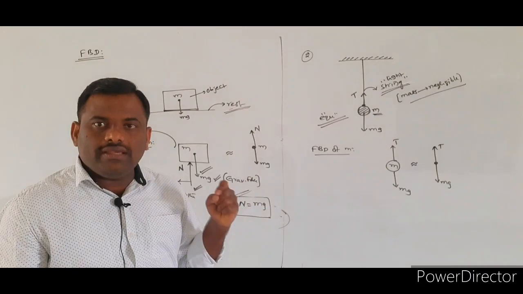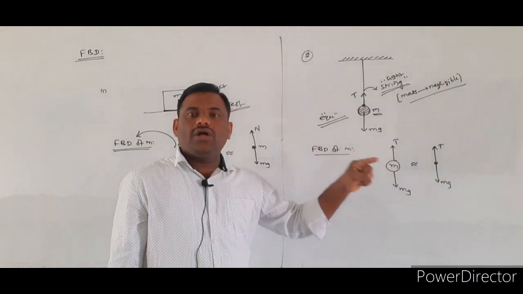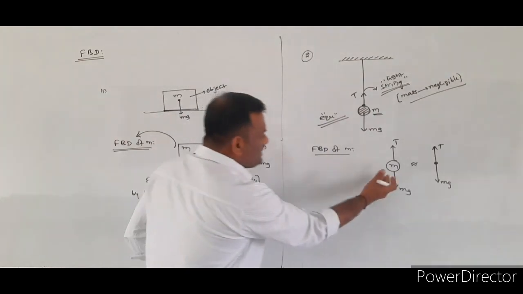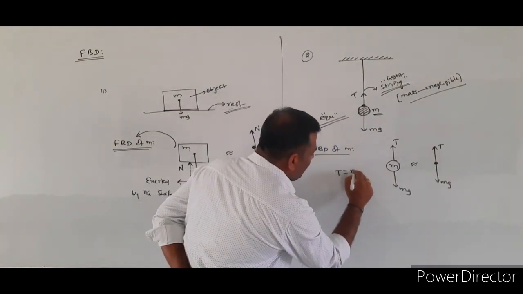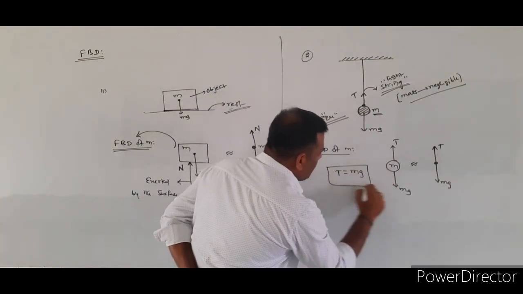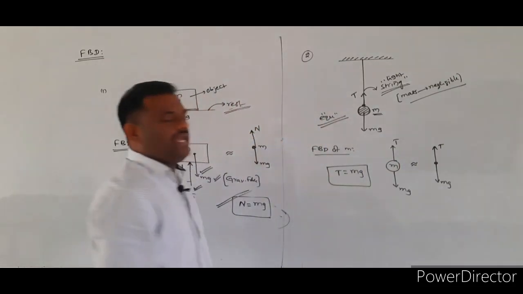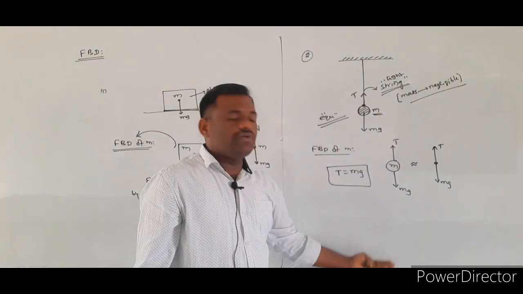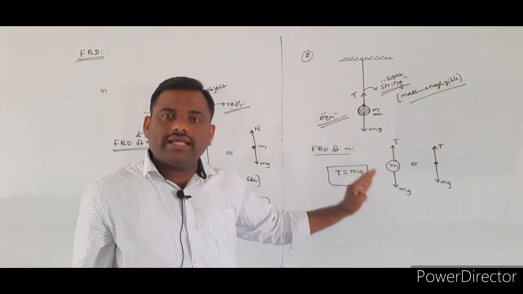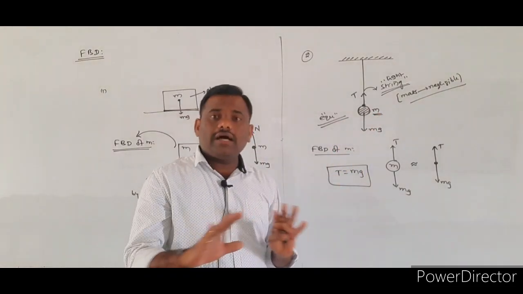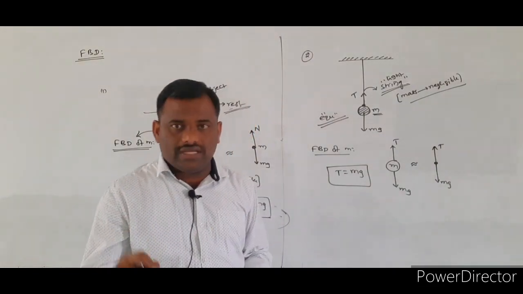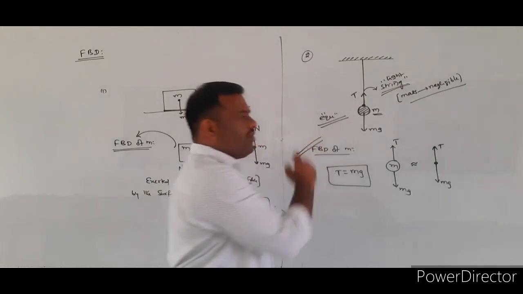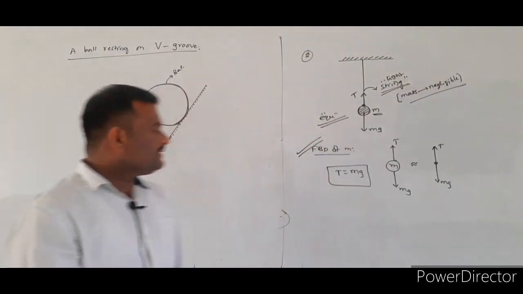What is the meaning of equilibrium? Net force acting on the object is zero. So whenever the object is said to be in the state of equilibrium, we write that the upward force is balanced by the downward force. Upward pulling force will be balanced by the downward pulling force. T is equal to what? mg. Like this, whatever the application, whatever the situation they give, first we have to draw the free body diagram.